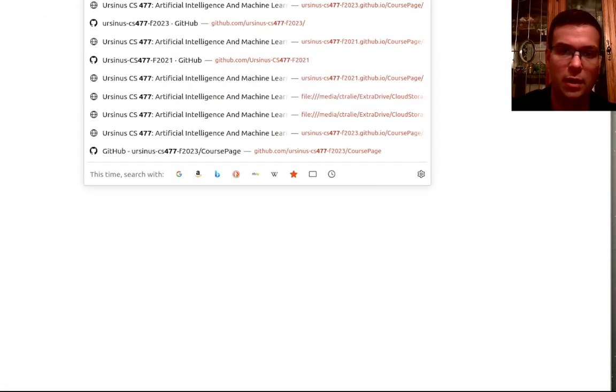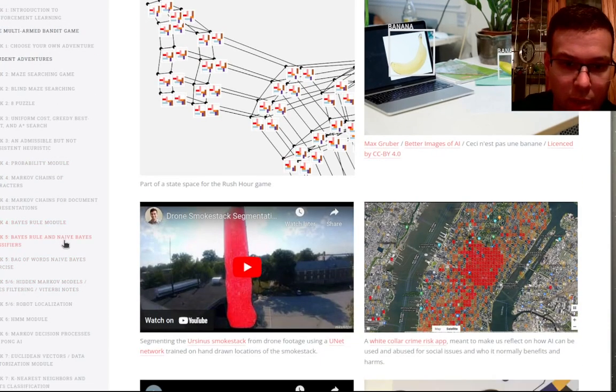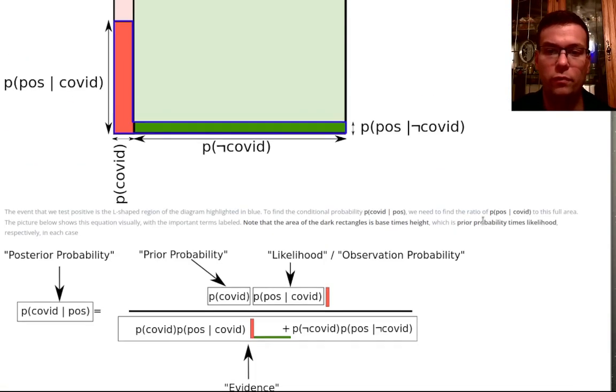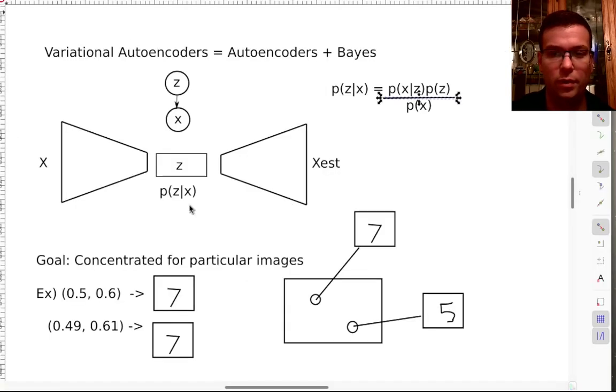If I go back to the page just to show you, under class exercises week 4, Bayes' rule, I drew this out in great detail using the COVID example. So you might want to go back and review that quickly. I'll put a link to it in the video. But let's refresh ourselves on what these different terms are here.